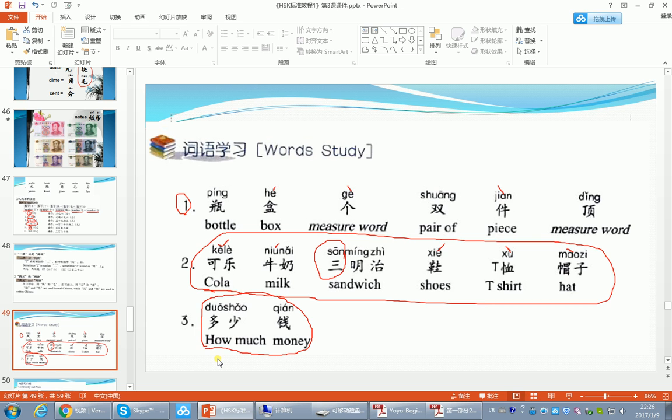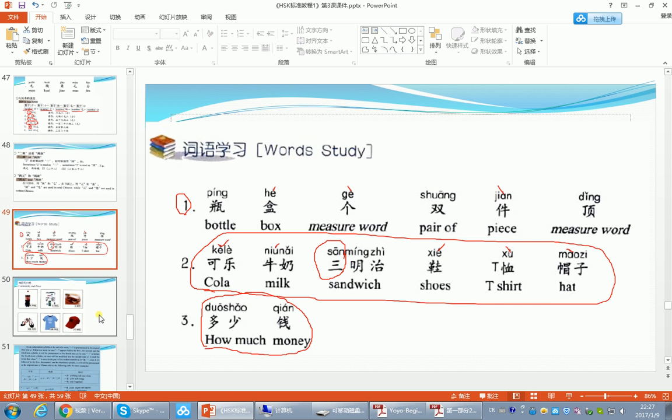And how to say how much of them? In English, we say how much of them, but in Chinese, we should say something, how much. So we should say 一瓶可乐多少钱? One bottle of cola, how much money? That's Chinese. Then try to think how to say how much is a box of milk, a sandwich, a pair of shoes, a t-shirt, a hat. Try to translate into Chinese.